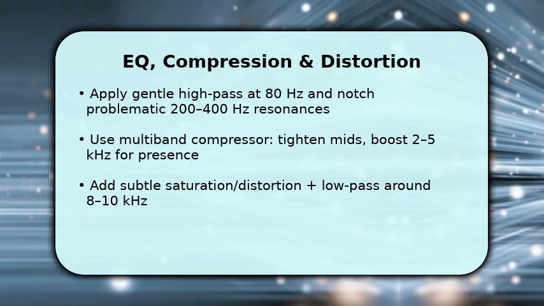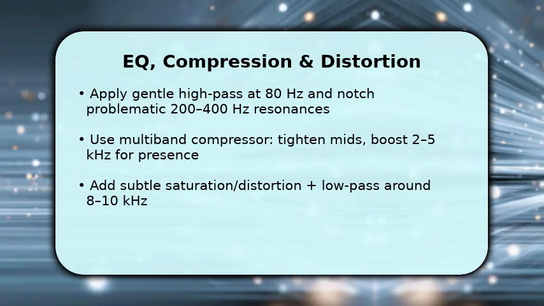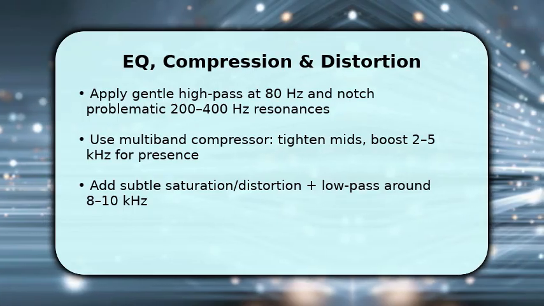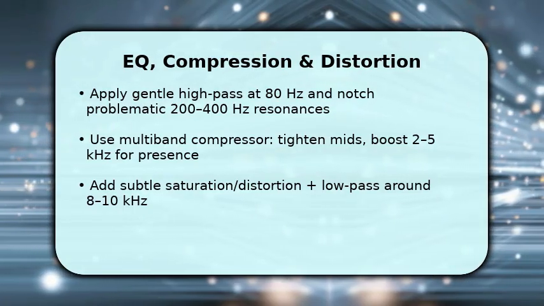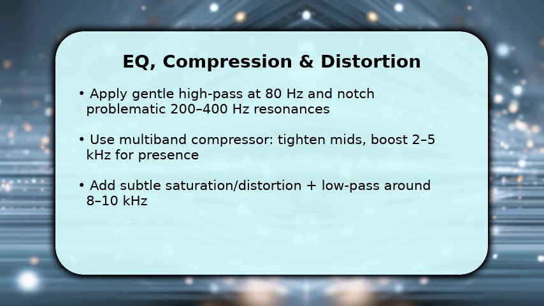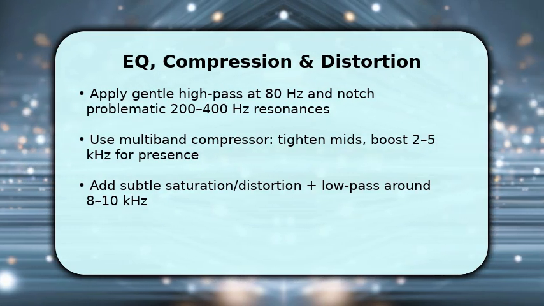Once the dynamics feel steady, introduce light saturation or tube-style distortion for that classic radio grit, and then tame brightness with a low pass near 8 to 10 kHz to emulate transmitter bandwidth.